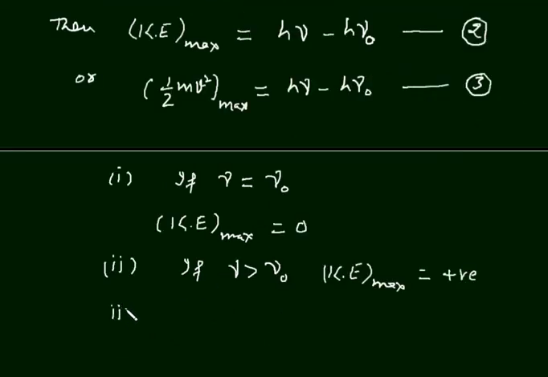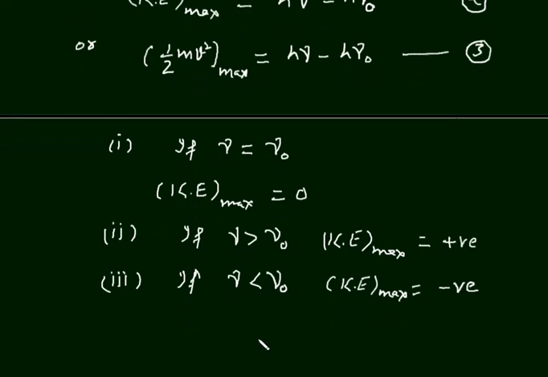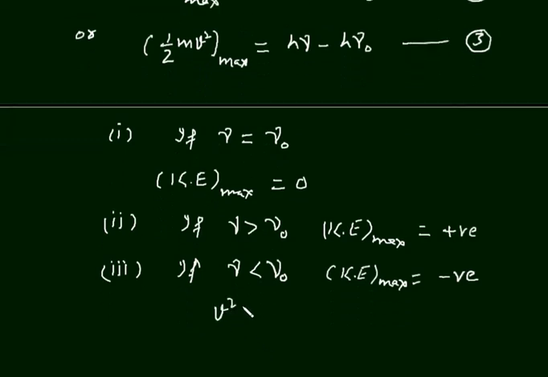And the last one is, if this incident frequency is less than required frequency, threshold frequency, then this maximum kinetic energy, if this nu is less than nu naught, this will be negative, or this half mv square will be negative, or it means v square is negative, or this v is imaginary.